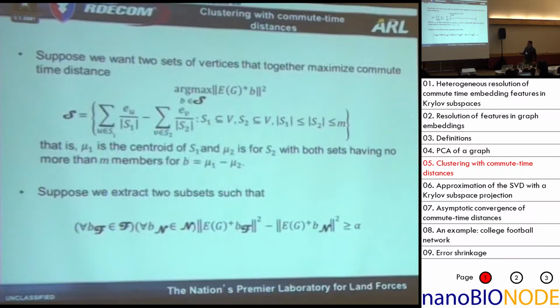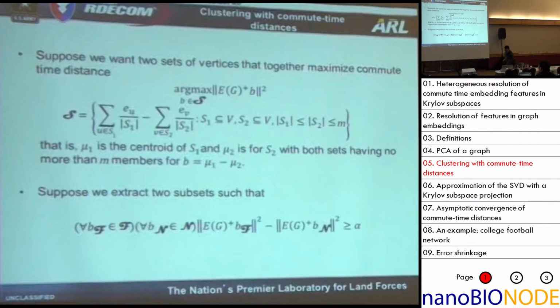Now we're going to extract some subsets of S, F and N, right? So think of F as far apart clusters, clusters whose centroids are well separated, and N being clusters whose centroids are not so well separated. Then we want this property to hold, that well-separated ones are at least alpha further apart than not so well-separated ones. And we need this property to hold to be able to find the communities that we're looking for.